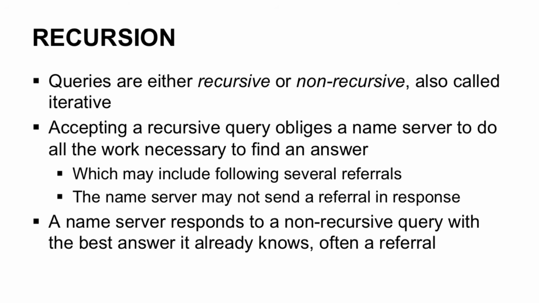The first name server received a recursive query from the resolver. Accepting a recursive query obliges a name server to do all the work necessary to find the answer, which might include following several referrals. In particular, a name server that accepts a recursive query may not send a referral as a response. Most resolvers send recursive queries specifically because they lack the ability to follow referrals. They're just not smart enough to.